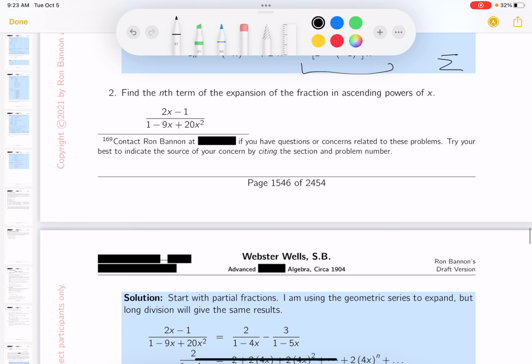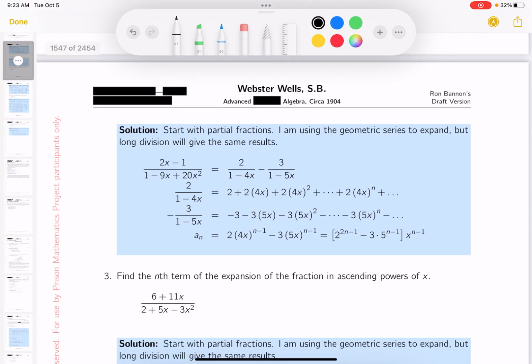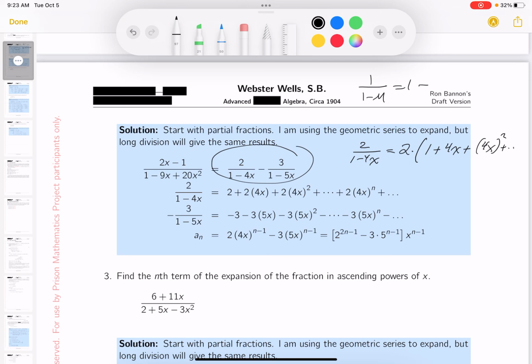This one over here, really the same story. What are you doing? Breaking it up using partial fractions. What should you notice over here? Well, the first one's going to be 2 over 1 minus 4x. What does that mean? Well, I know what the u is. It's 2 times 1 plus 4x plus 4x quantity squared plus yada, yada. Again, let me repeat this. We're looking at this pattern over here. It's a very simple pattern. We did that by long division, by the way.